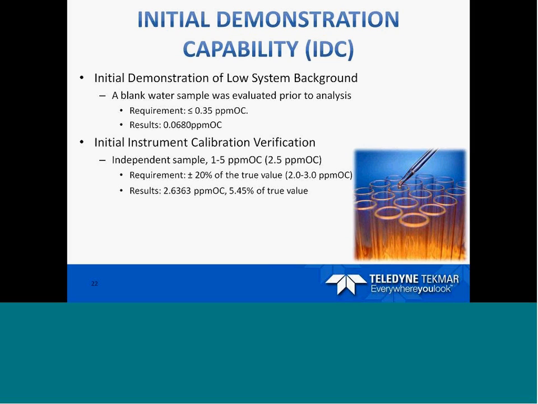The second thing that we need is the instrument calibration verification. You have to run an independent quality control sample that's in the range of 1 to 5 ppm. We ran a 2.5 ppm organic carbon standard. You have to be within plus or minus 20% of this 2.5 ppm. We received a 2.63, so we're within plus or minus 5% of the true value.